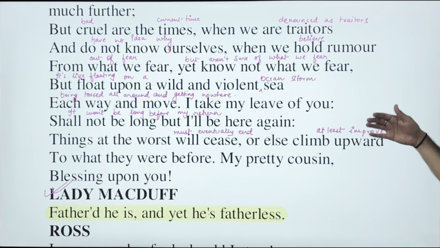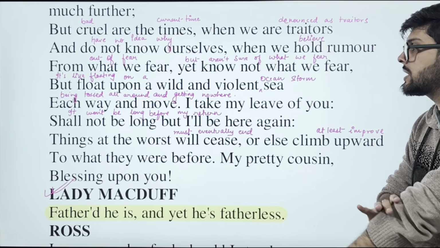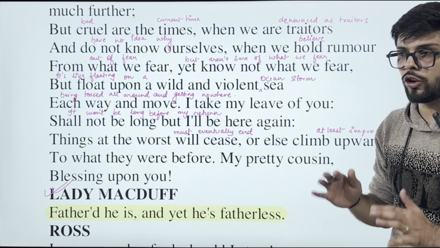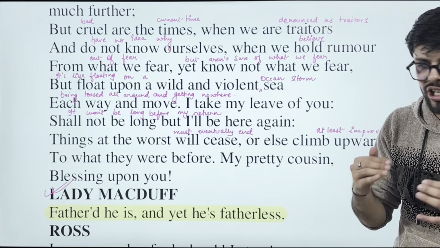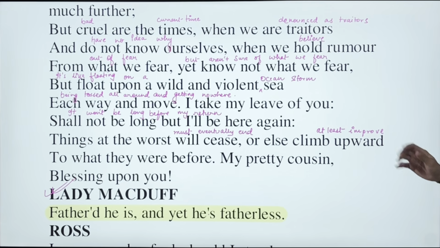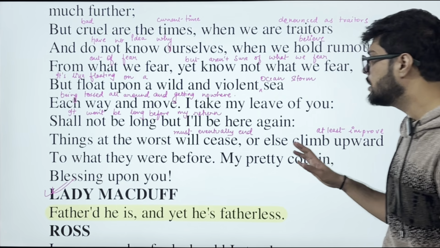But let me just take my leave of you. Currently, I just say goodbye to you for the moment, and I shall soon be back. I'll be here again. Things at worst will cease.